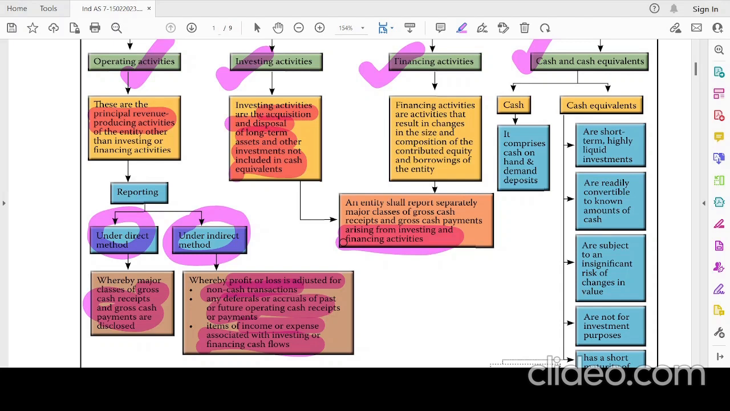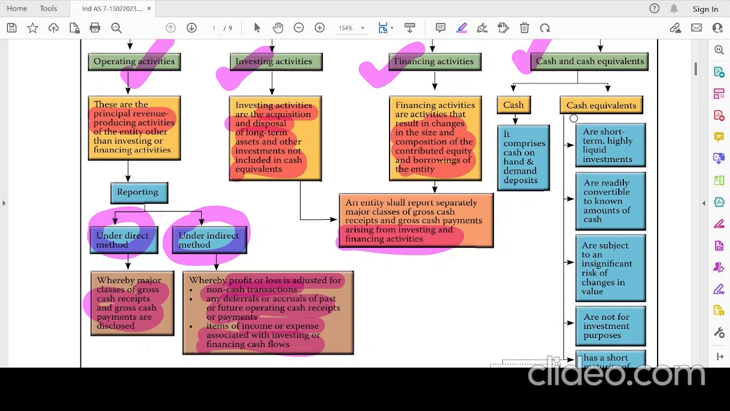Now, financing activity. Financing activities are activities that result in changes in the size and composition of the contributed equity and borrowings of the entity. Contributed equity, for now, we understand as equity share capital plus reserves and surplus. What is there in the change in the size and composition of the contributed equity and borrowings of the entity? Borrowing is very simple. Long-term borrowings could be there, or short-term borrowings could be there.